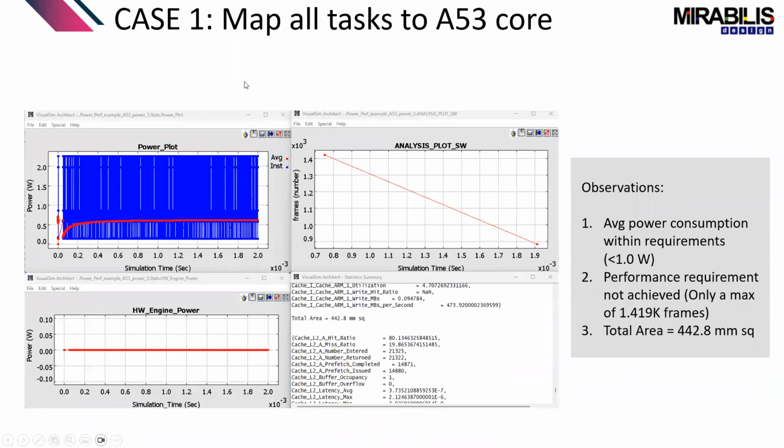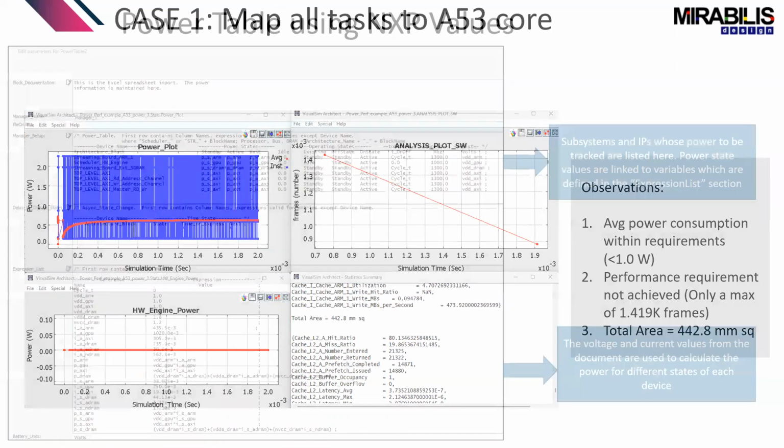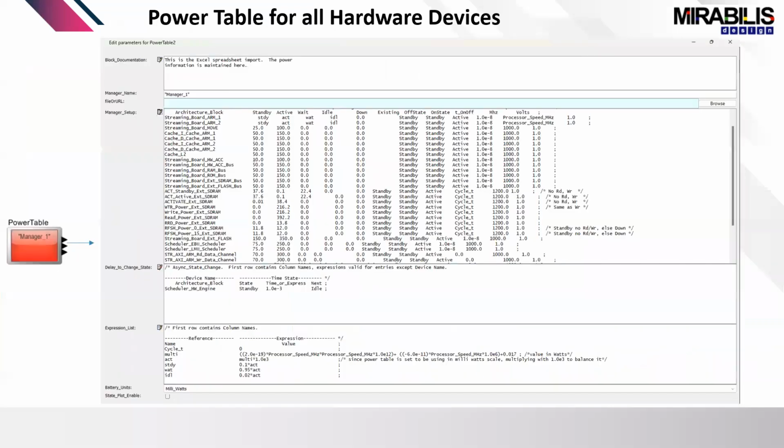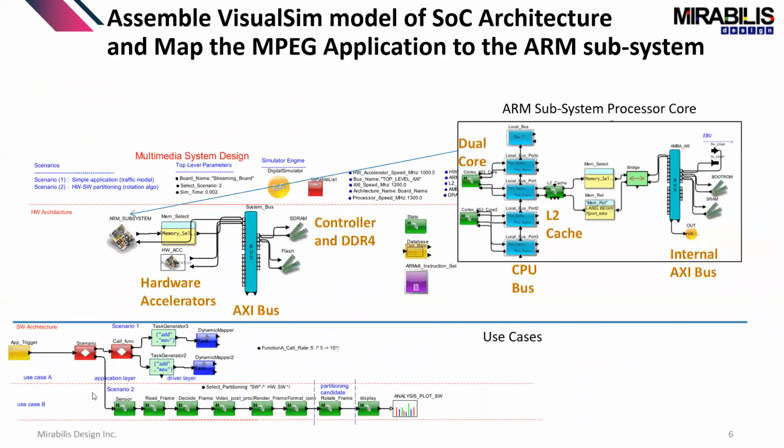Now we run the simulation when we map all the tasks to A53 core alone. So here in the model, we can see that we have the software sequences. We have the sensor, read frame task, decode frame task, video post processing, render frame, format conversion, rotate frame, and display. All of these tasks were executed using ARM subsystem. We didn't use hardware accelerator at all in this use case.